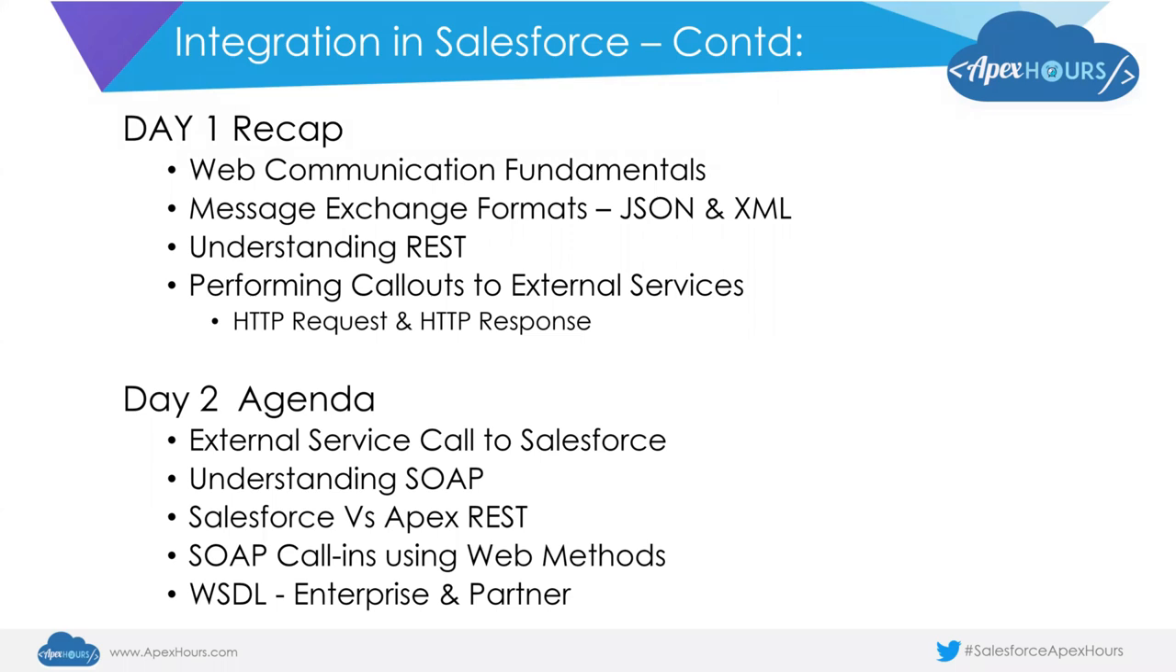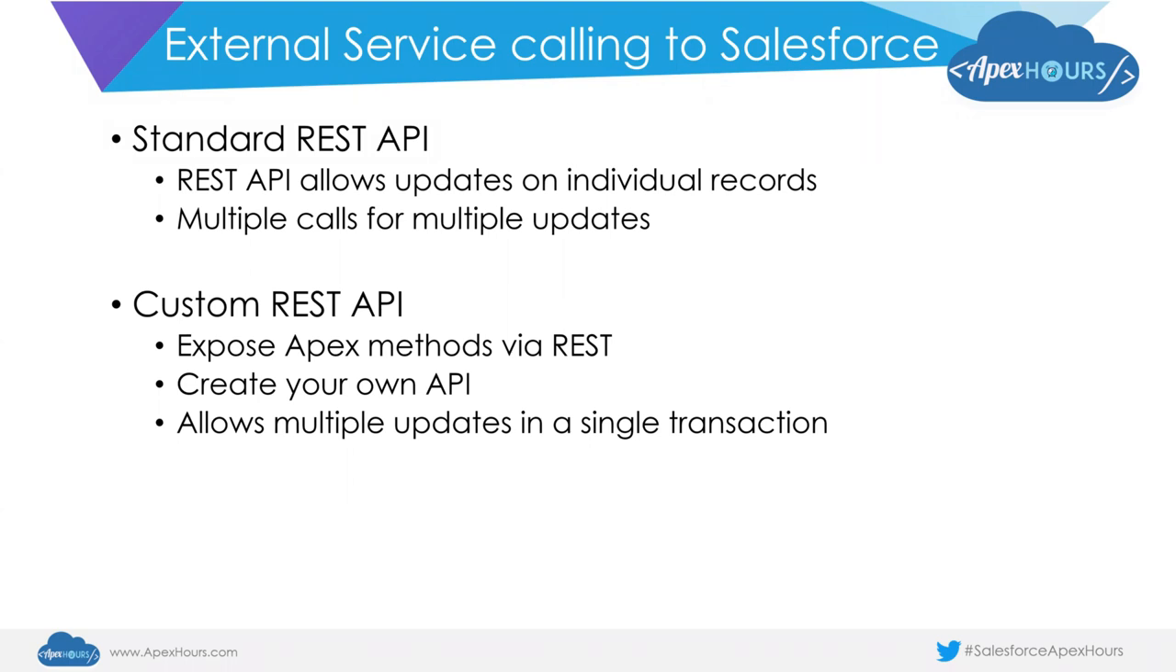So let's begin. When it comes to REST API, we always call it the Salesforce Standard REST API, or the Apex REST API, which is custom. The key difference between both is that the REST API allows you to update without writing code, and Salesforce exposes those APIs. We will see that today in the demo. We'll be updating or inserting some records via the Workbench, and those APIs are standard. We don't have to write any code.